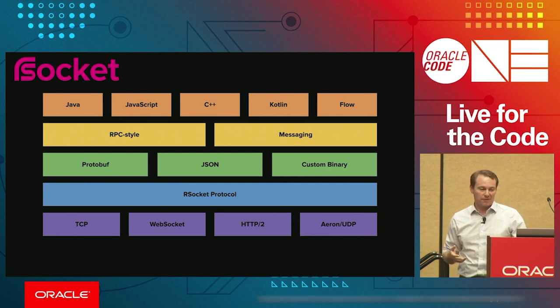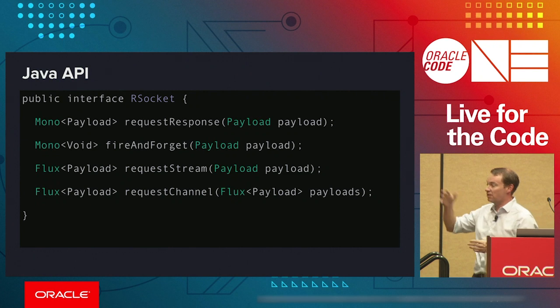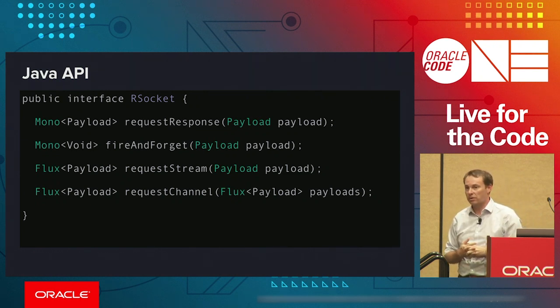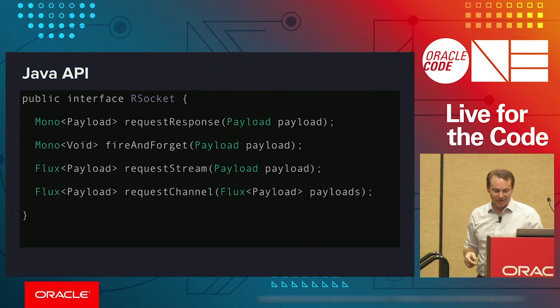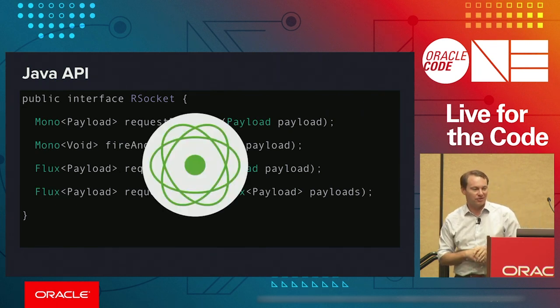But for this, we're going to talk about the Java API. So the Java API is fundamentally these 4 methods. We said there were 4 interaction models at the very beginning: request response, fire and forget, request stream, request channel. One of the key things, my friend Stephane here is really happy. You'll notice that the types there are actually Reactor types. So the RSocket team was one of the first adopters of Project Reactor. They've been really, really happy with it as they've gone along.